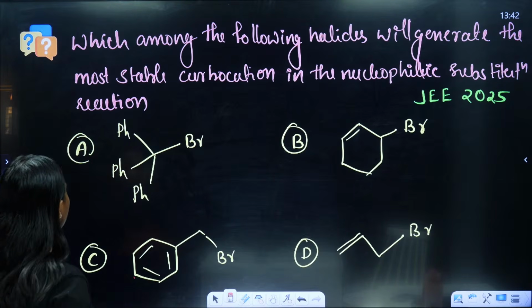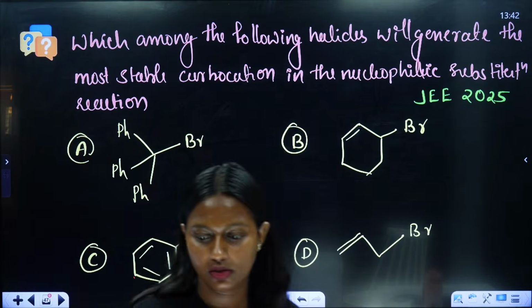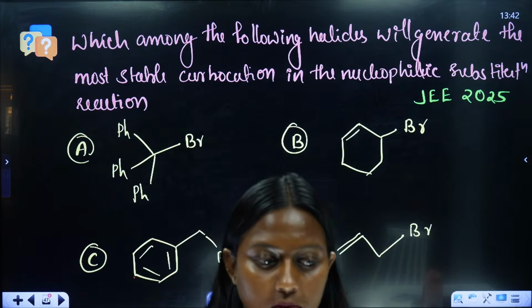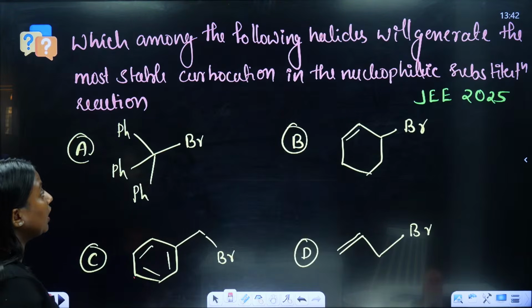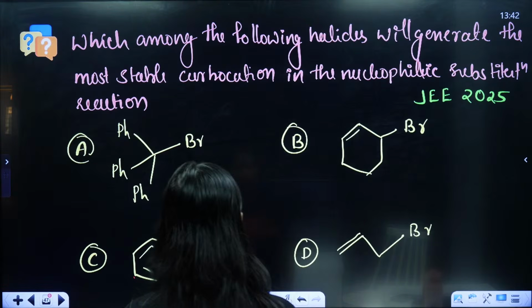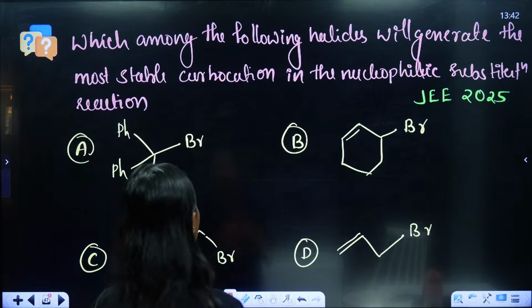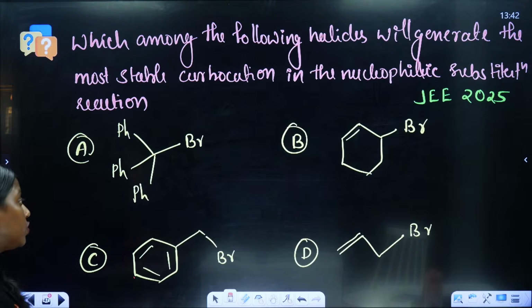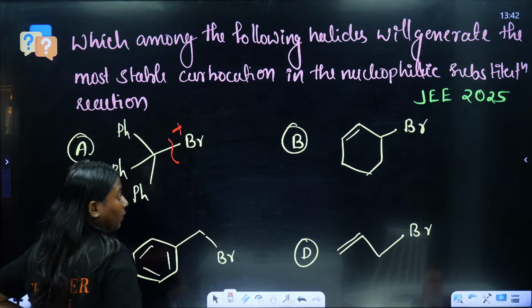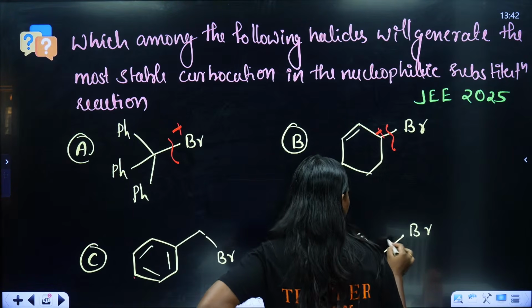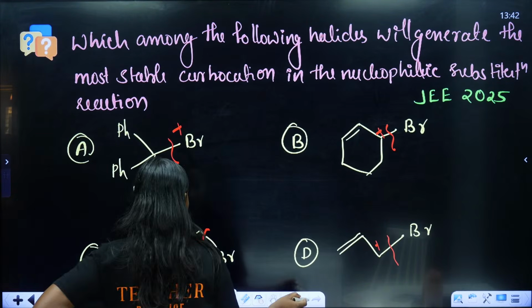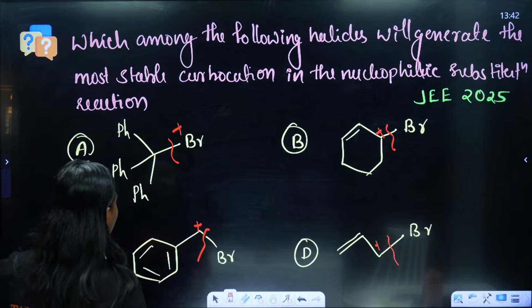Which among the following halides will generate the most stable carbocation in the nucleophilic substitution reaction? Which one will produce the most stable carbocation? Tell me.